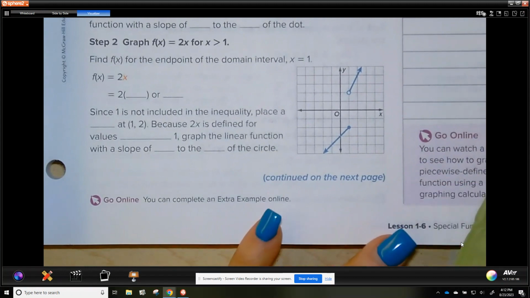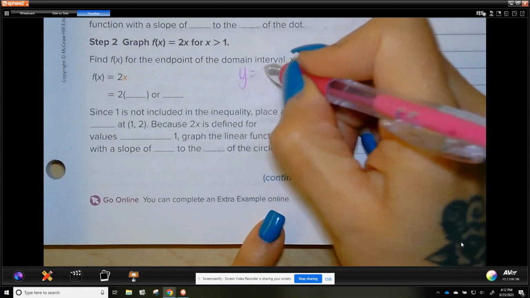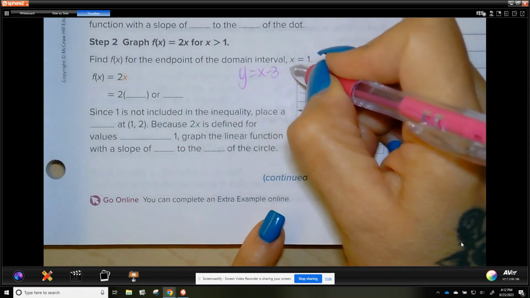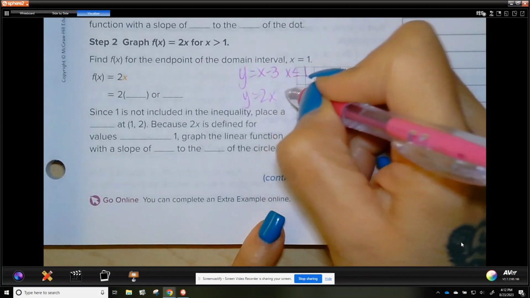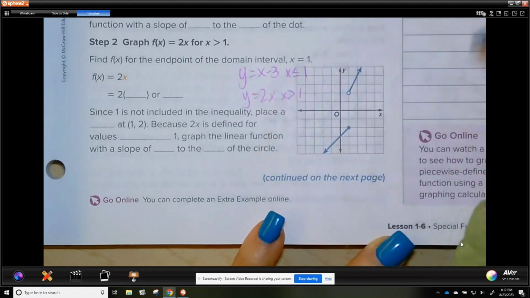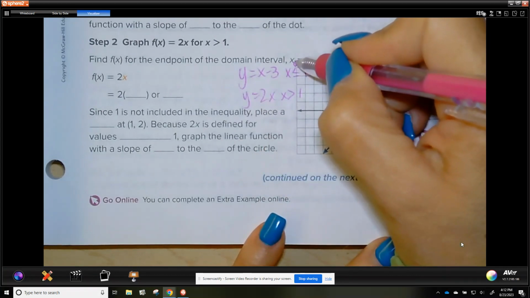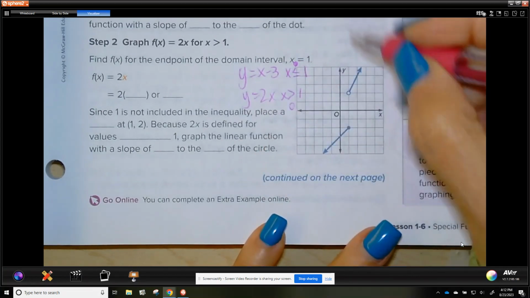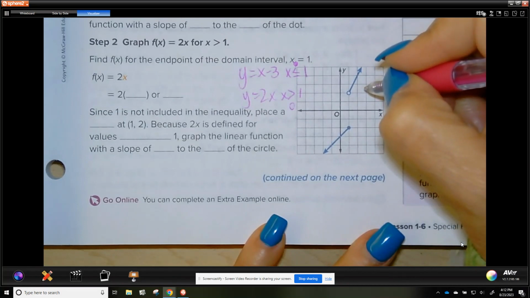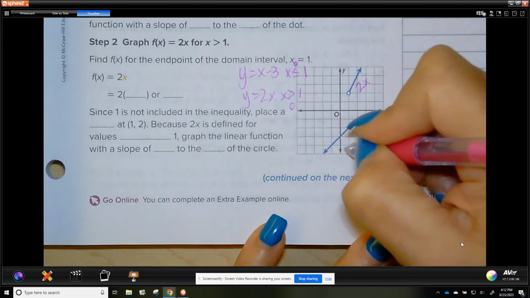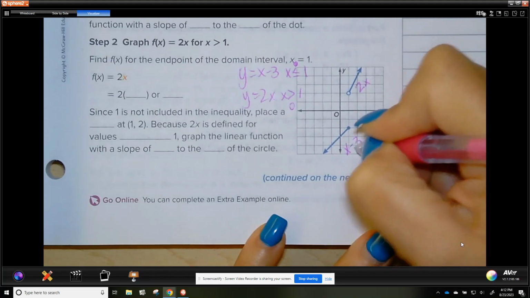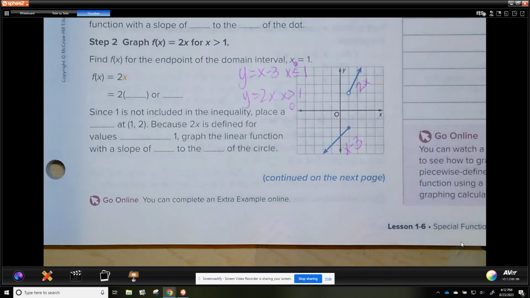So we have again y equals x minus 3 when x is less than or equal to 1, and y equals 2x when x is greater than 1. This is a solid dot. This is an open dot. So this one right here is 2x, and this part right here is x minus 3. Let me show you how to graph them.